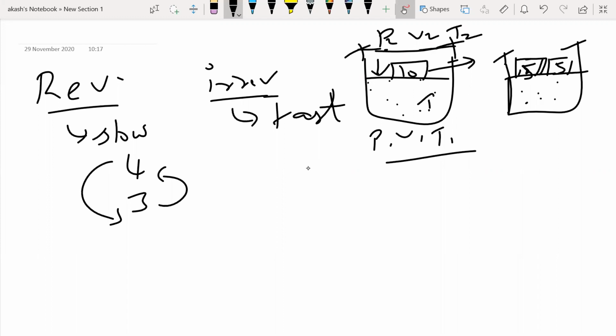Now what I do is that I remove the first 5 kg mass, right? Then what will happen? The piston will slightly move up, right? Now if I remove the second 5 kg mass, the piston will again go to P2, V2, and T2. Right? So now you can understand I have done the process a little bit slowly. Instead of using one 10 kg mass, I increased the number of steps. I did it in 2 steps. First 5 kg, second 5 kg.